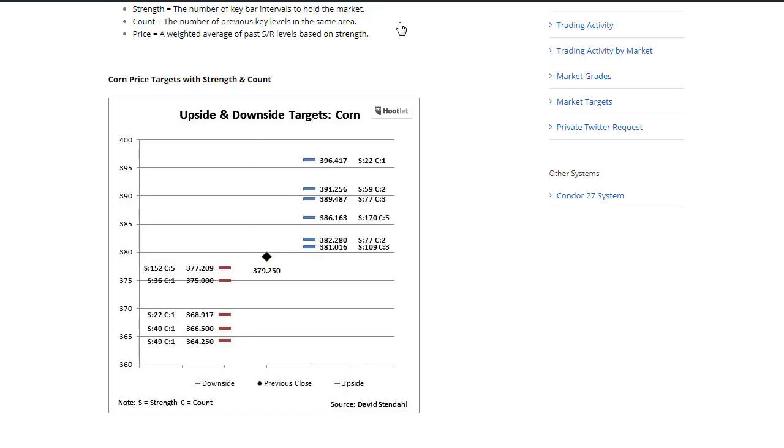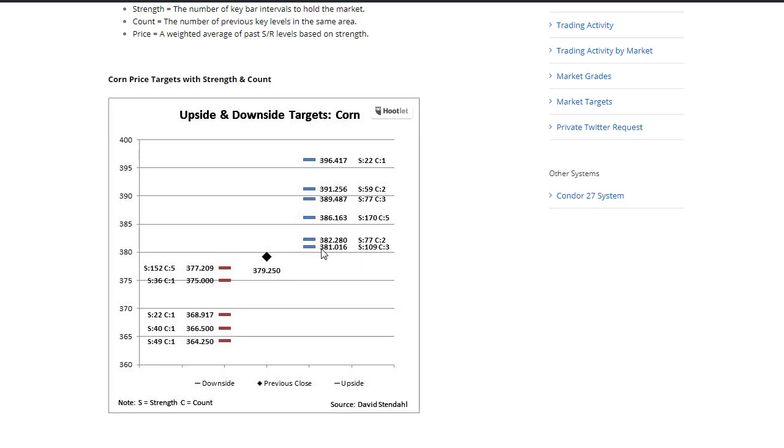Now let's look a little bit more at the analyses here. And here is corn. The little diamond represents today's action, and these blue bars represent resistance above the market, and the red levels are support to the market. And what we're always looking for is how strong or weak are these support and resistance levels. So the strength, in this case resistance at 381, and you can use this for any market.